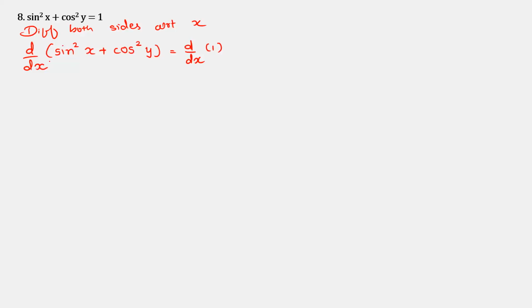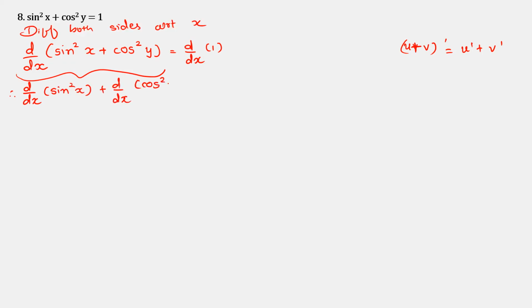On the left-hand side we have to use the rule that if you remember, (u plus v) dash is equal to u dash plus v dash. That means differentiating sin square x plus differentiating cos square y, with d by dx attached to both. D by dx of 1 is a constant, and since the differentiation of a constant is 0, the answer is 0.